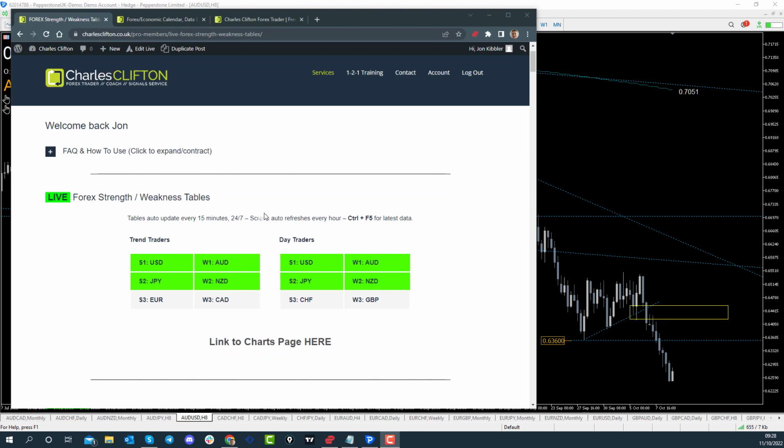So here we have two tables in front of us. You can see the live Forex strength and weakness tables here. We have the trend traders table and the day traders table. These are the same studies but just on different time frames.